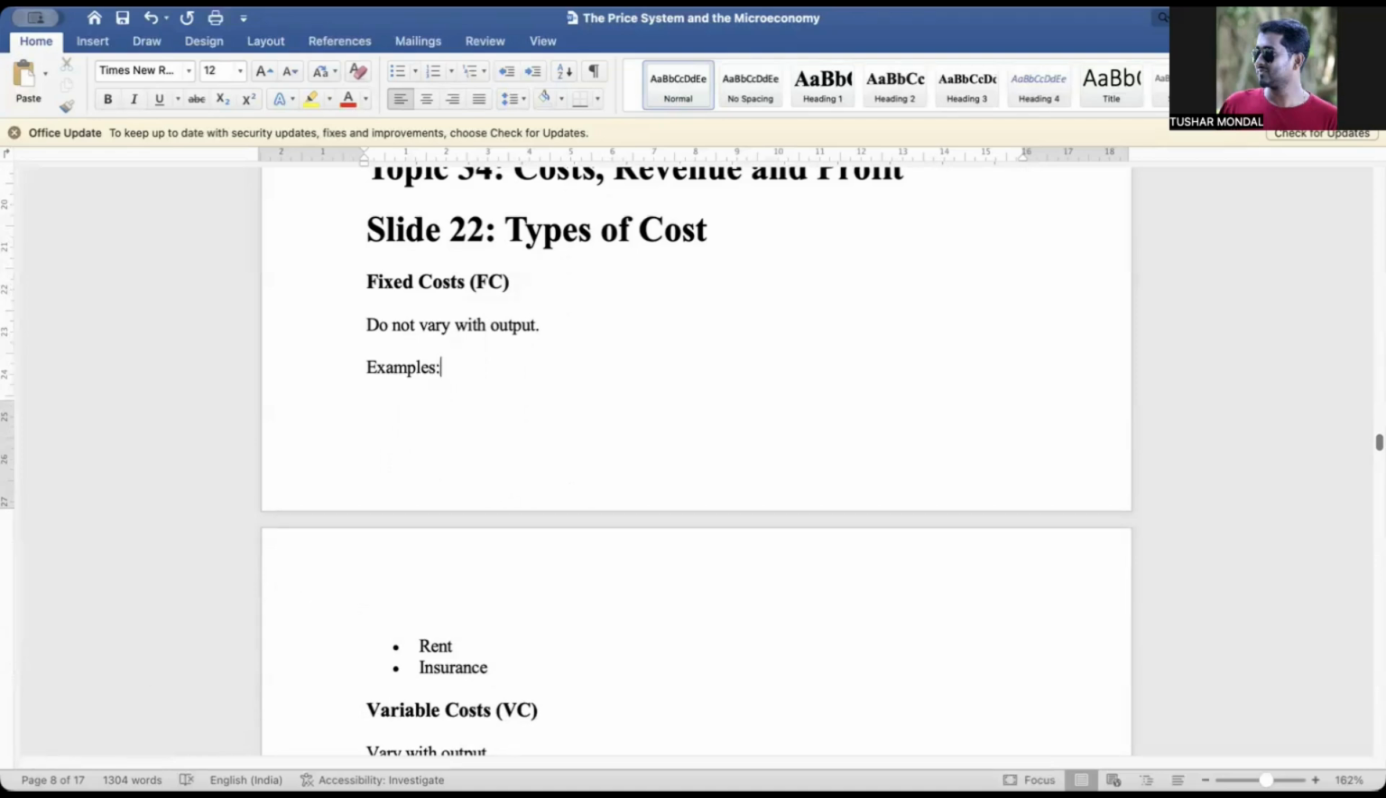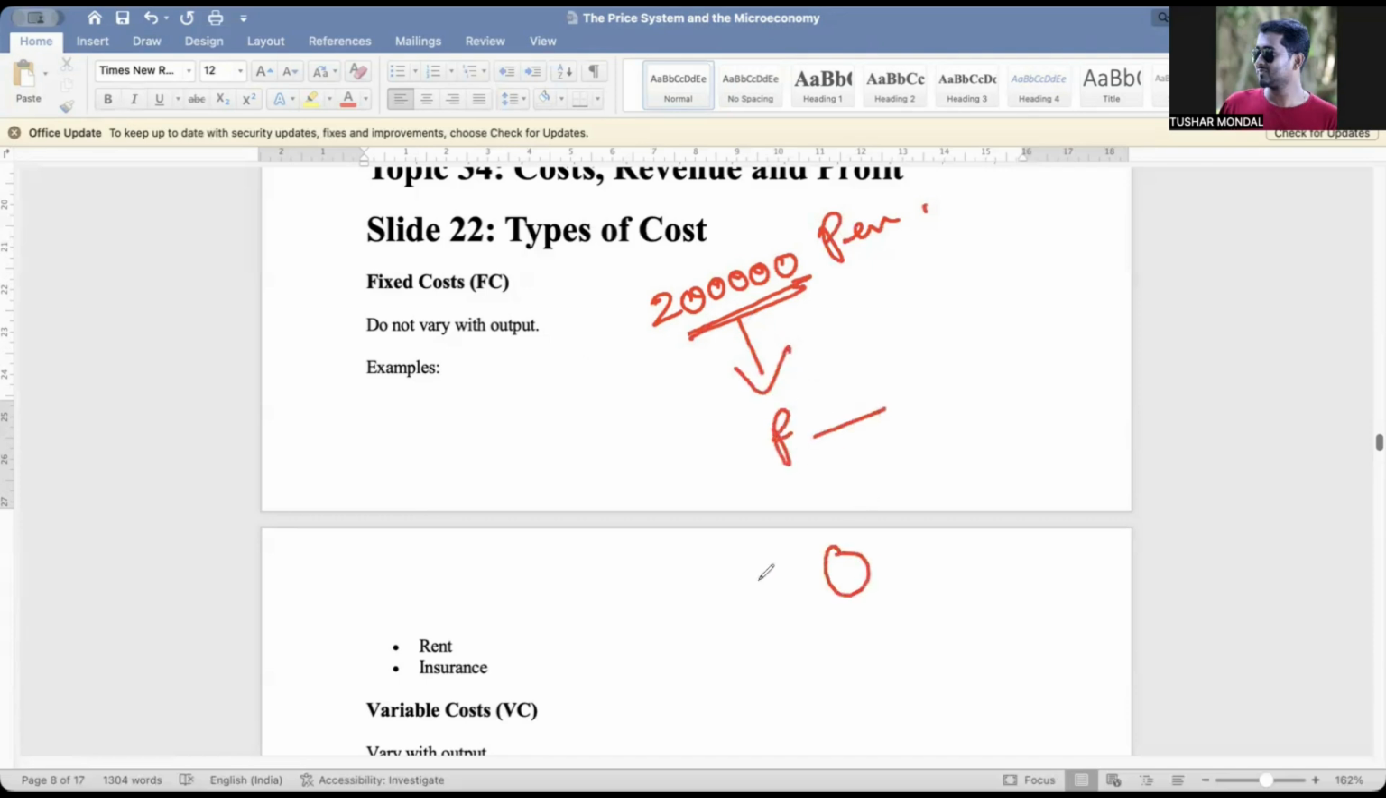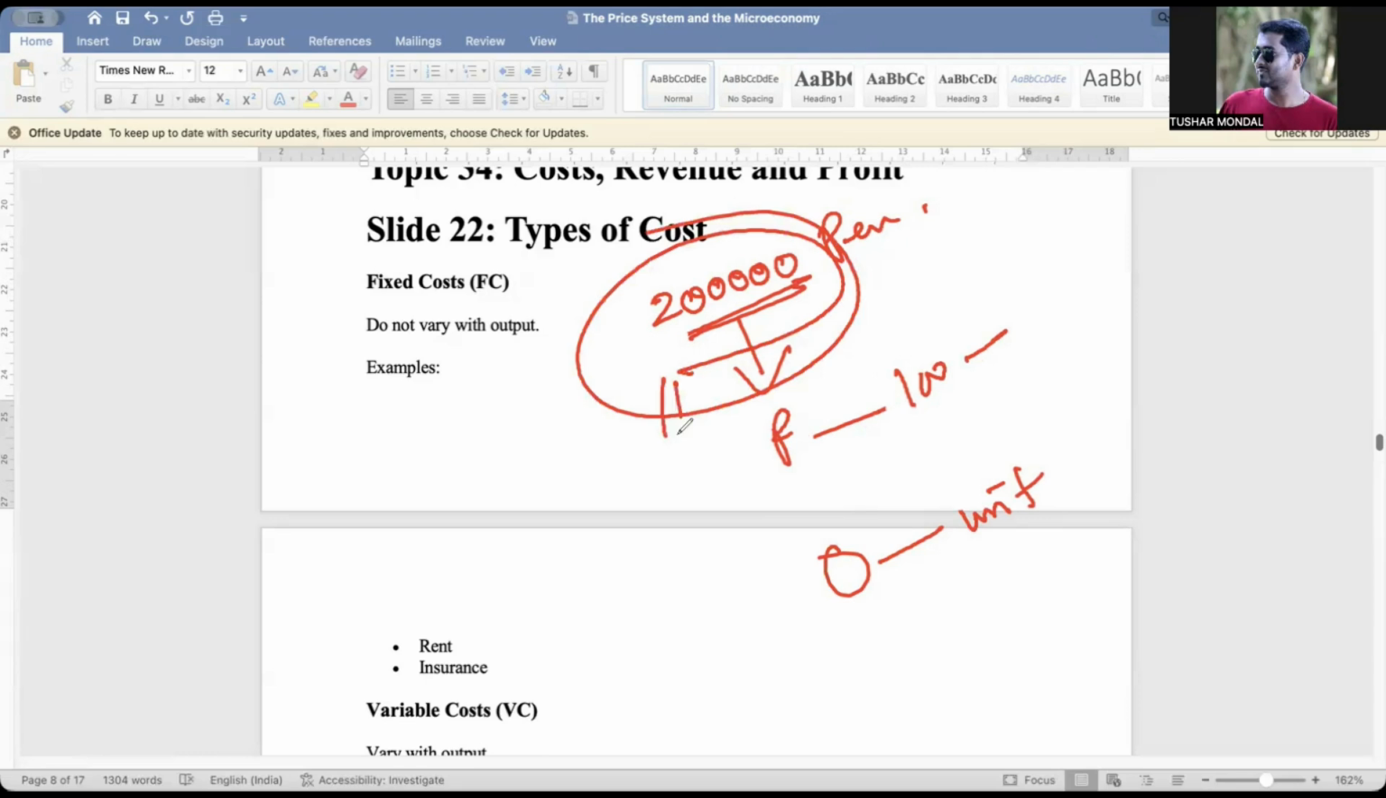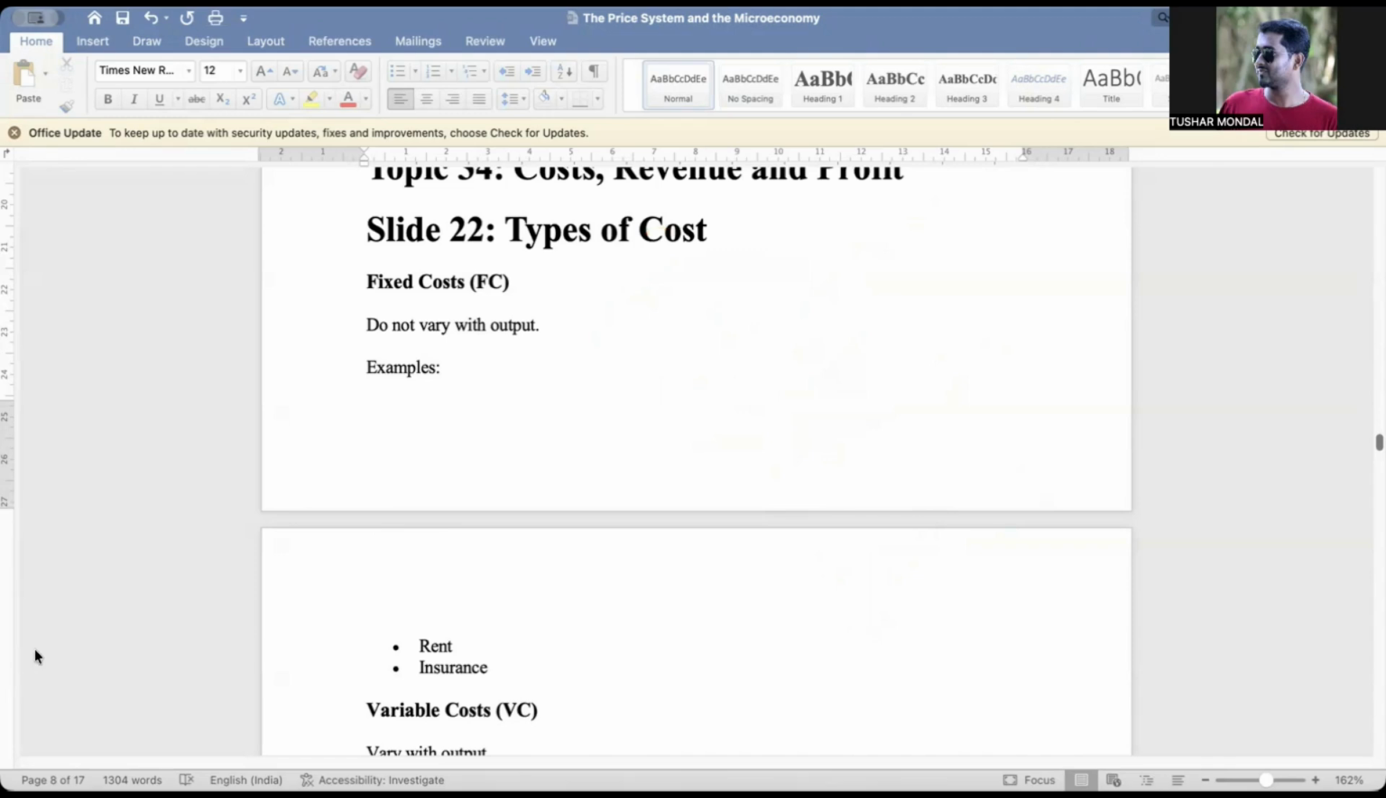For example, my room rent. I have taken a factory on rent and the rent is 2 lakh rupees per month. Either I am producing 100 units or producing 0 units, every time I am going to pay the 2 lakh. That means this amount is not changing whether I am producing lots of goods or not producing any. So this is one of the fixed costs. Fixed cost examples are rent and insurance.